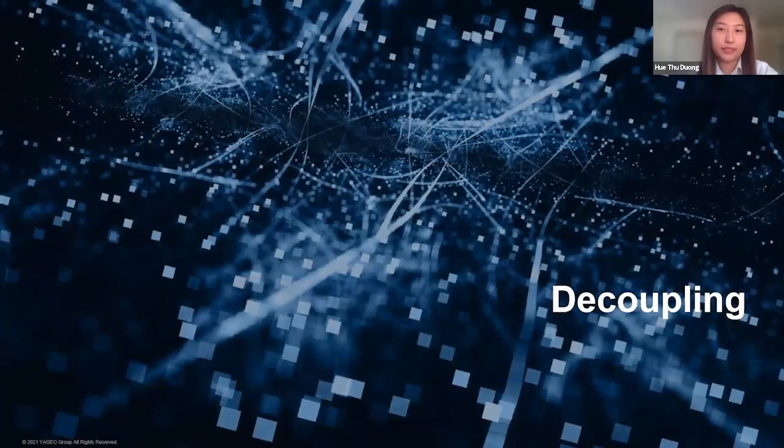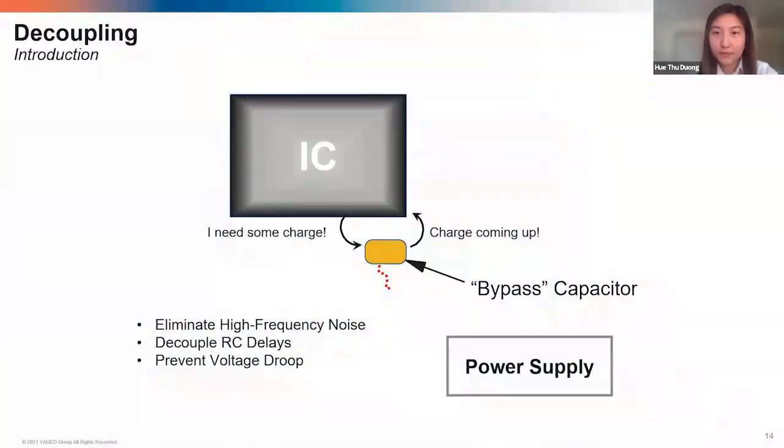So first, we'll be diving deeper into decoupling. So the most prevalent use of capacitors within low voltage DC designs is to decouple an IC from the power supply circuitry. The IC can use this set of capacitors and bypass the power supply if needed, hence its name, bypass capacitor.